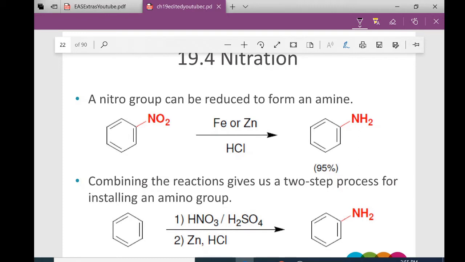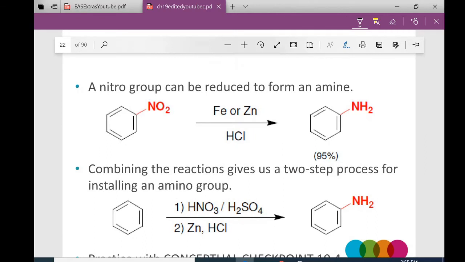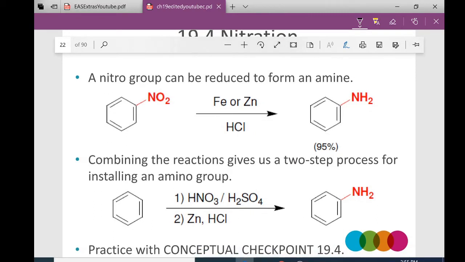Also, I forgot to mention that nitration gives us an NO2 group on the ring, but if you wanted to add an amino group, if you want to add an NH2, you can get that from a reduction. So we can use iron or zinc in the presence of hydrochloric acid, and that's going to reduce the nitro group to an amine group.